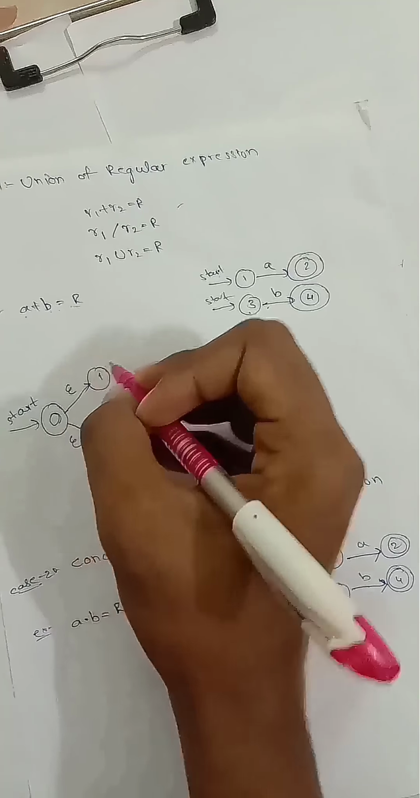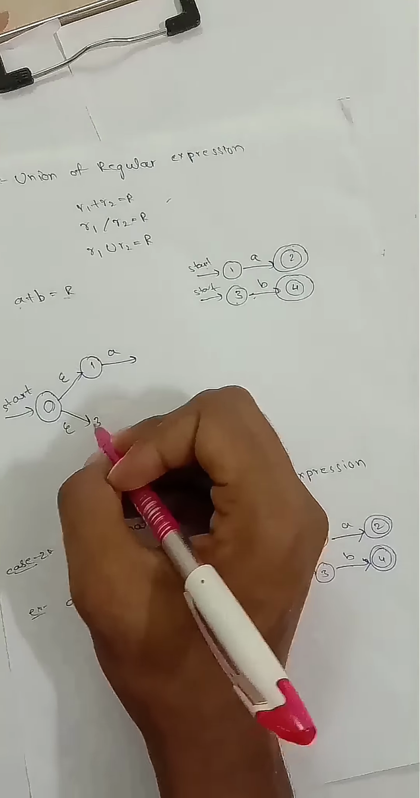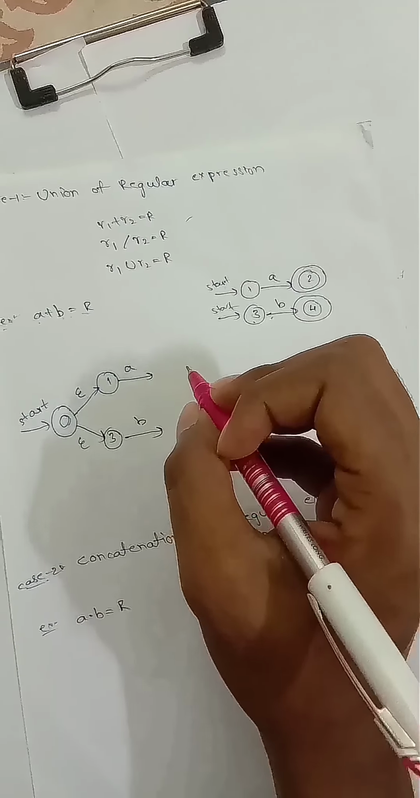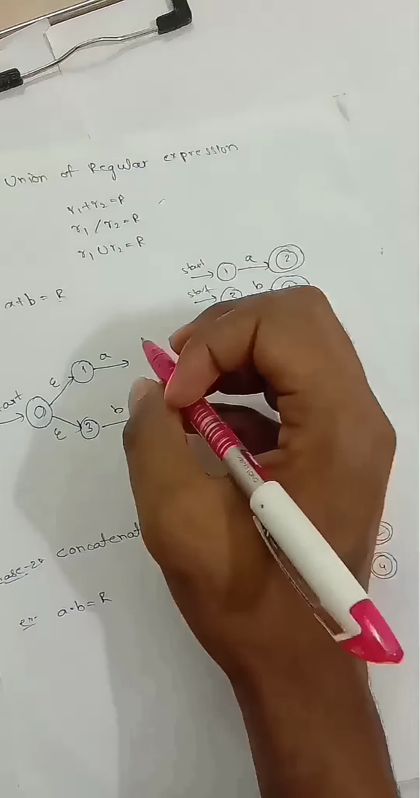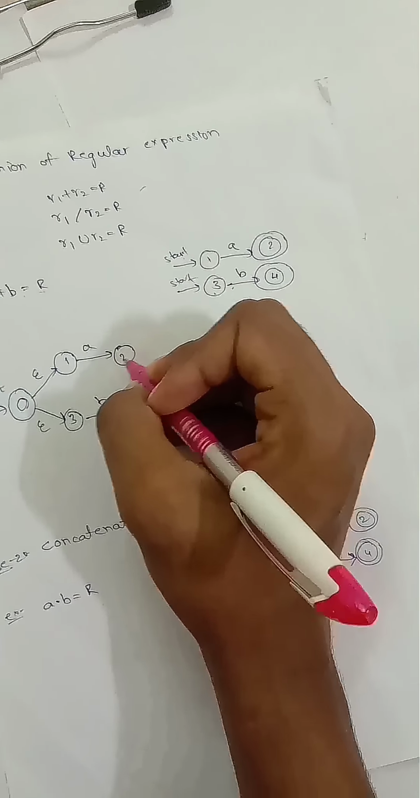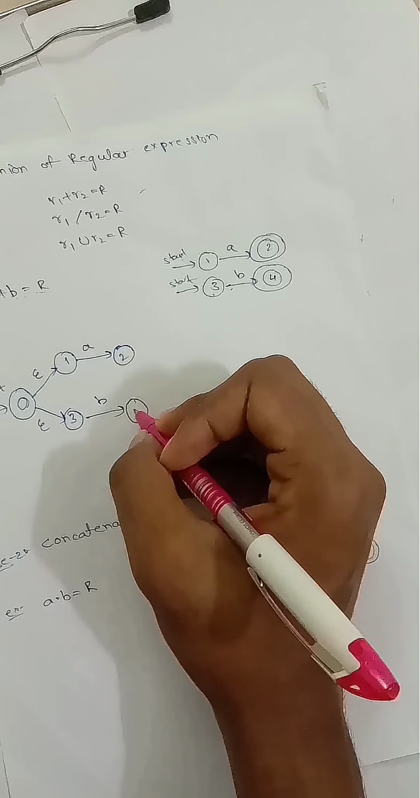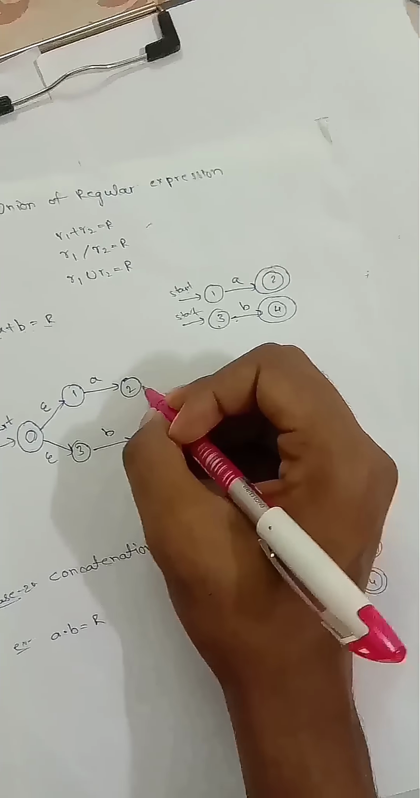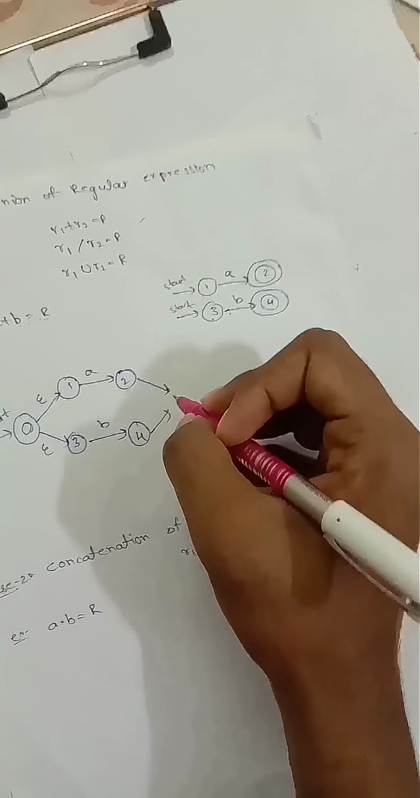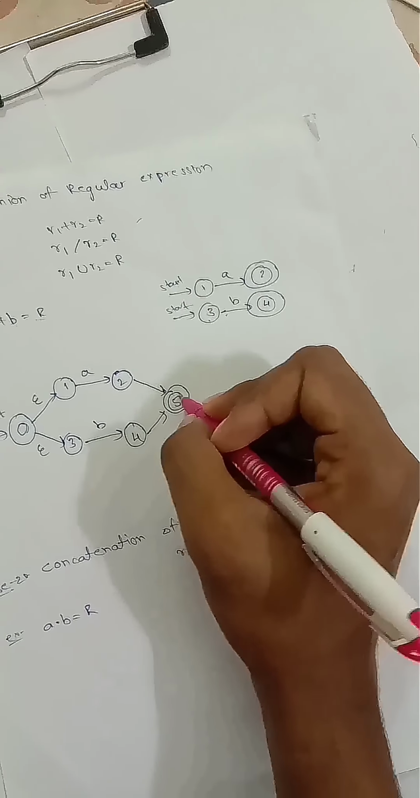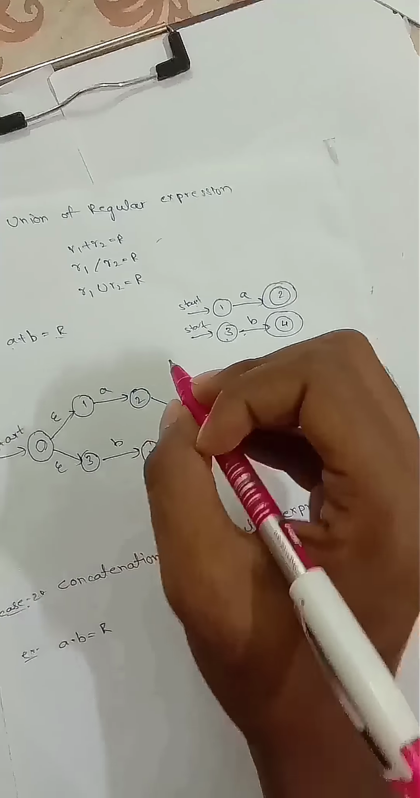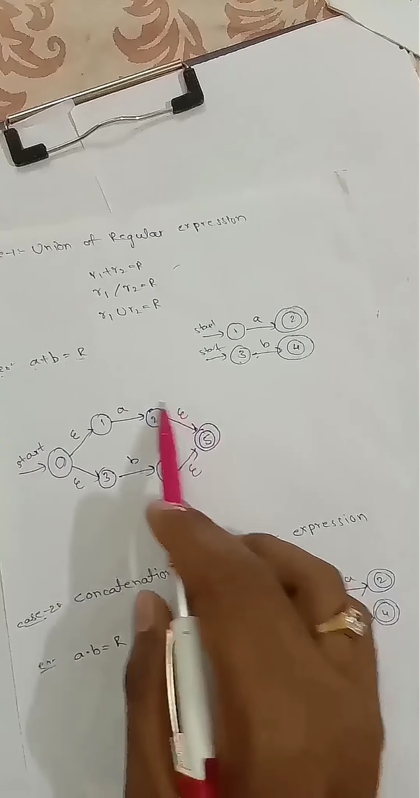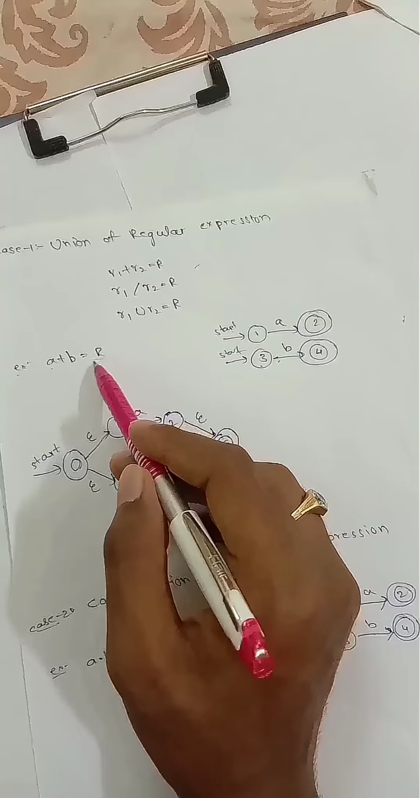1 is the starting state of A and 3 is the starting state of B. And then take transitions from the final states of both regular expressions. This is the final state for A, this is the final state for B, to form a new final state. Consider the final state as 5, with epsilon transitions. Now this diagram becomes an automata for regular expression R.